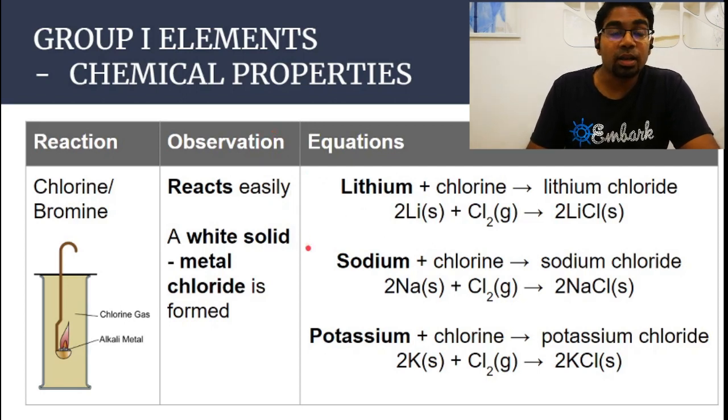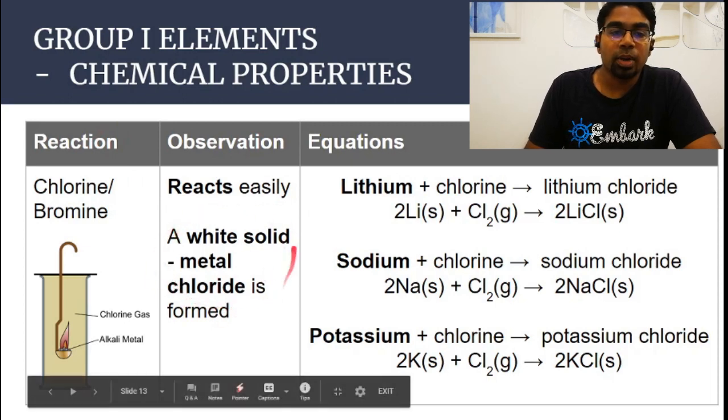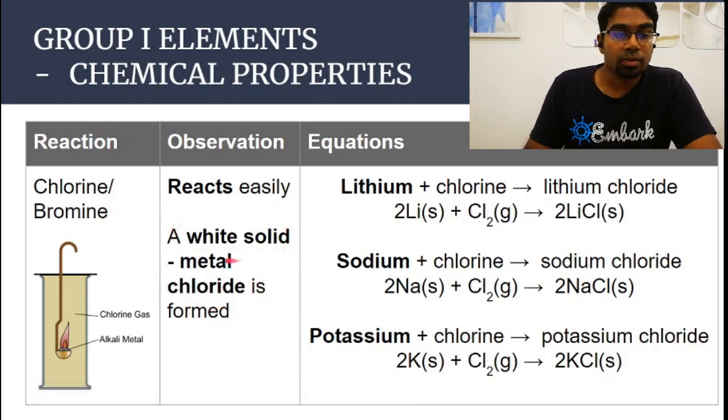Look at the periodic table for group 17 elements. We have fluorine, chlorine, bromine, iodine, astatine. Now we study the reaction with chlorine and bromine. Group 1 reacts easily with group 17 elements. After the reaction, again a white solid is formed, just like metal oxides are also white. These salts that are produced, the metal chlorides if they react with chlorine, or metal bromides if they react with bromine, are also white.